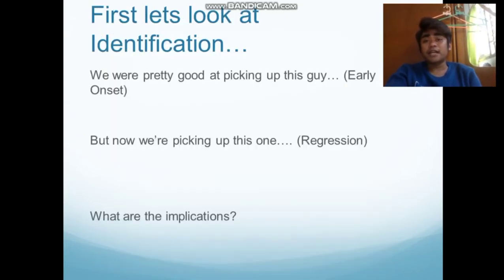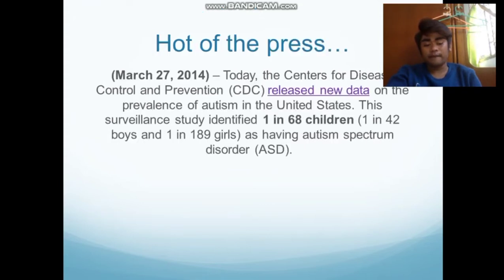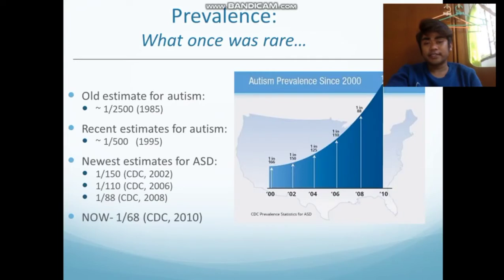Okay, first let's look at identification. We were pretty good at picking up early onset, but now we are also picking up regression. What are the implications? Hot off the press. Prevalence, what's around.